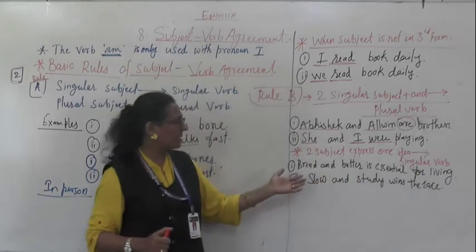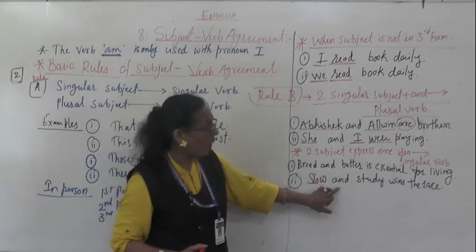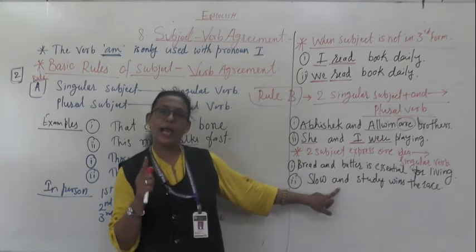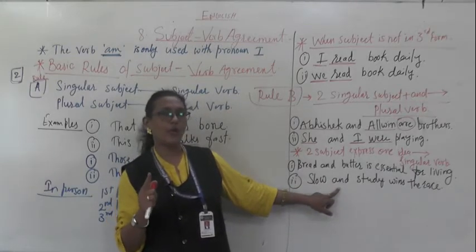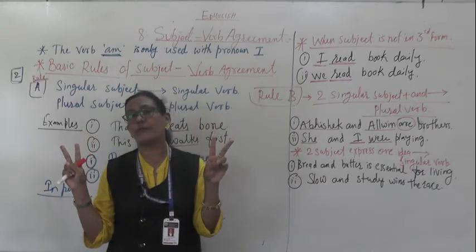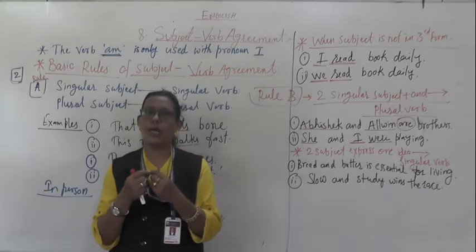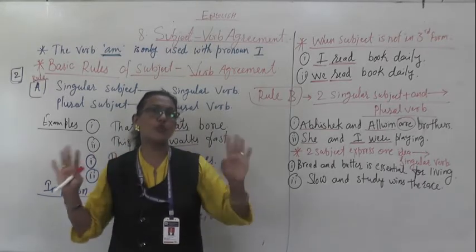For example, see, bread and butter. Here we have written "and". Here "slow and steady" has written "and", adding with "and". But they are not different. They are not two different things. That is one only. Bread and butter is one. Understand? That is not two different things.